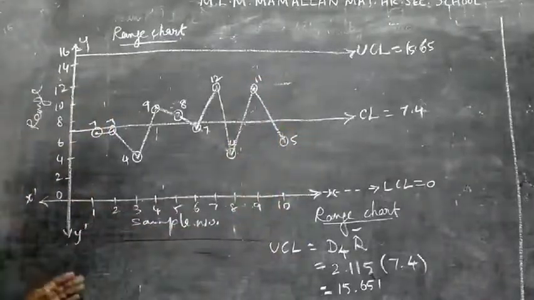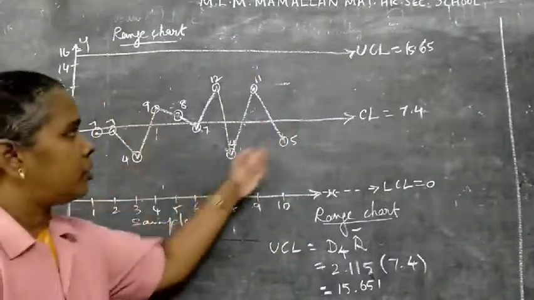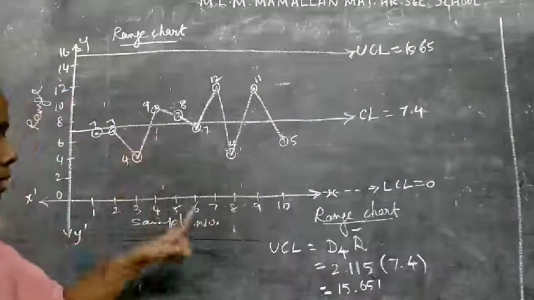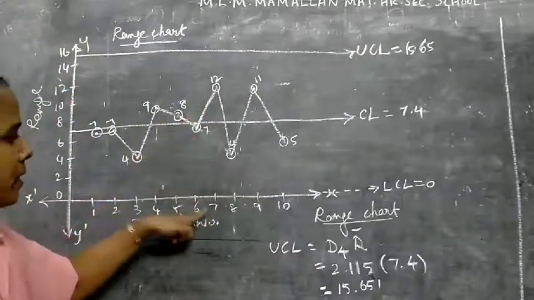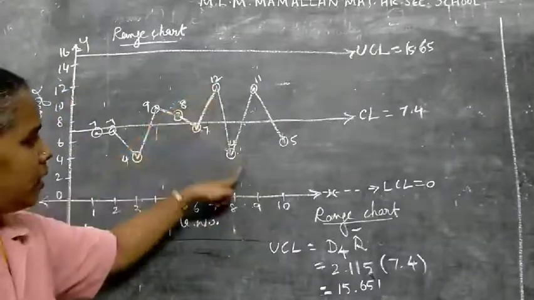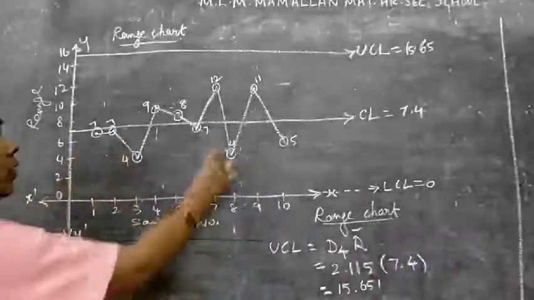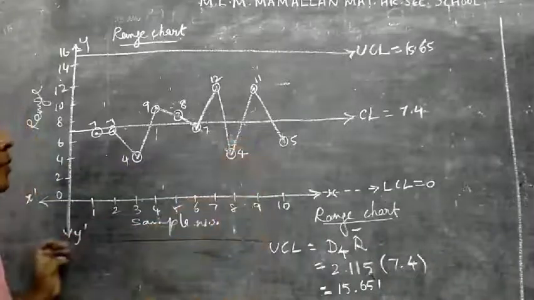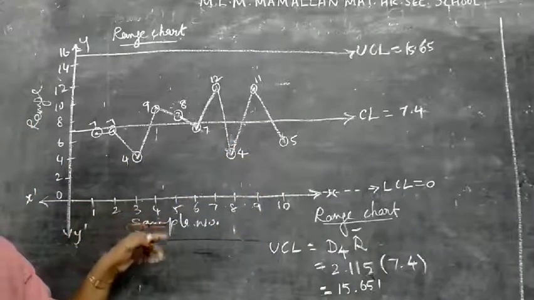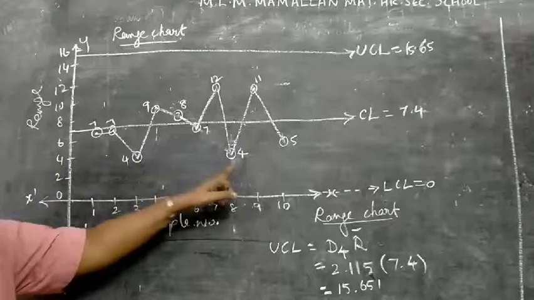Check whether you are joining correctly. After 7 you should join 8, then come to 9 and 10. Okay, when you are joining the points, be careful. At the same time, the numbers should be visible. Because of joining these points, there should not be any disturbance in writing these numbers.